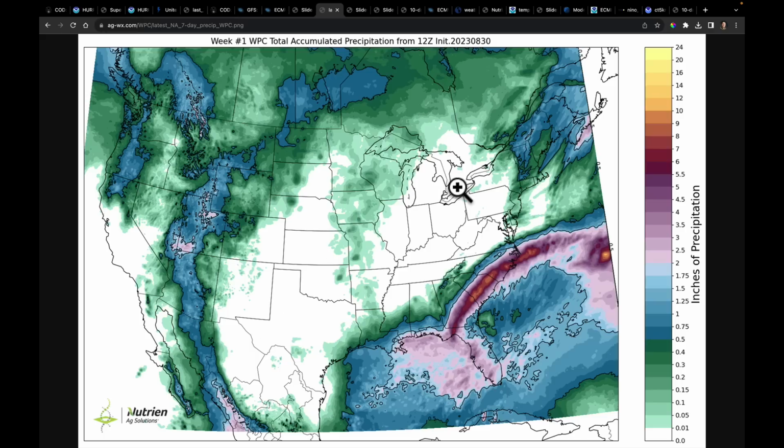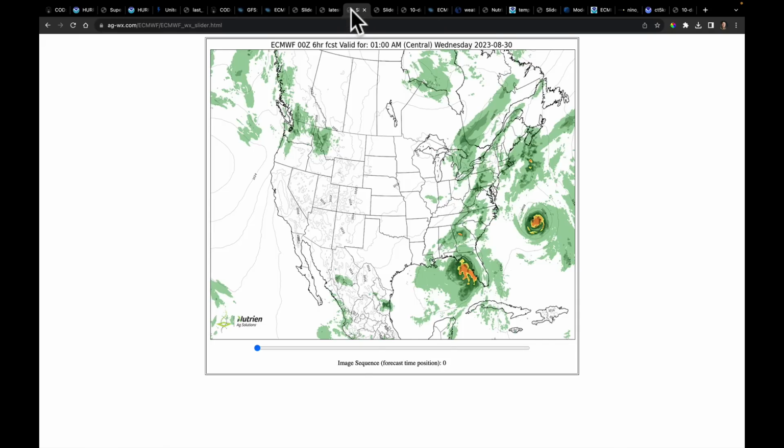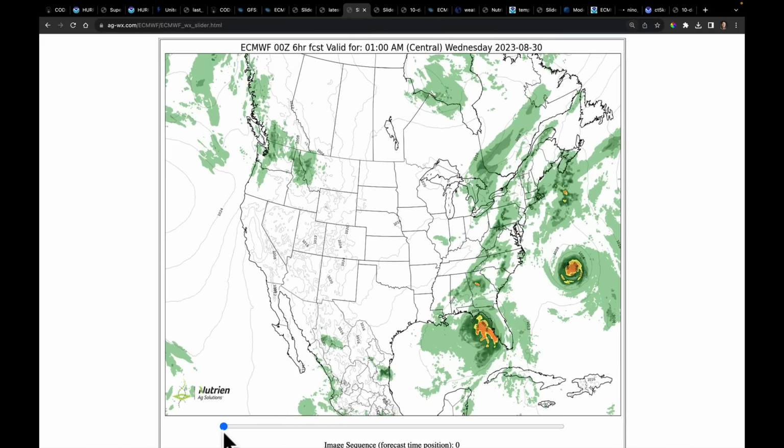From Texas all the way to the Great Lakes, this whole region is what I expect to be drier for the next 7 to 10 days. Here is the European model solution for this. We're going to use the 0Z run.